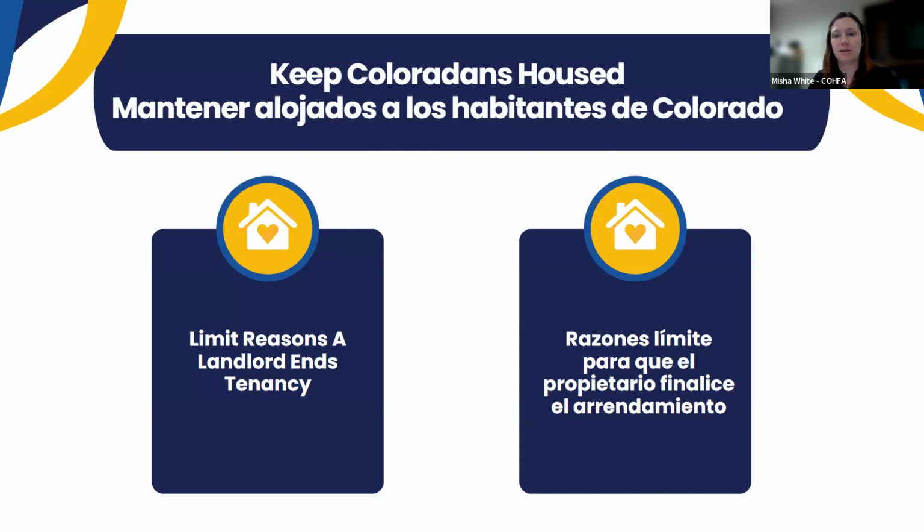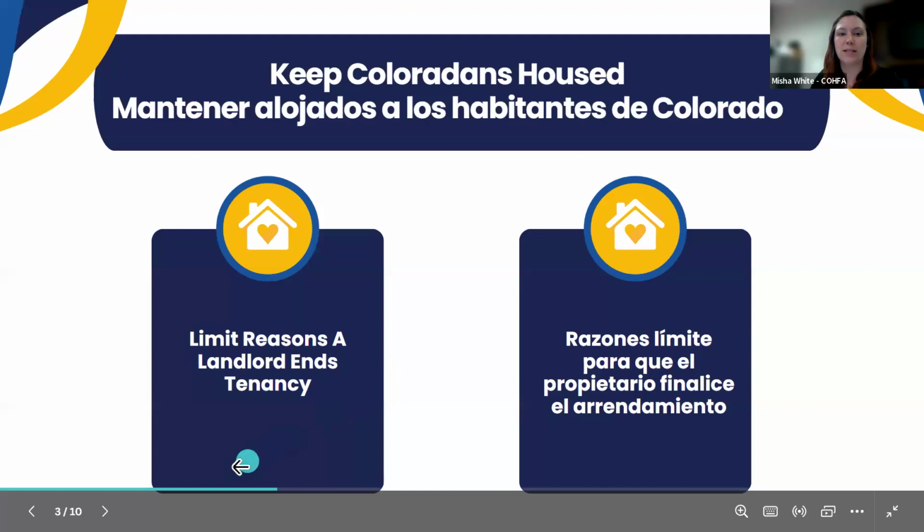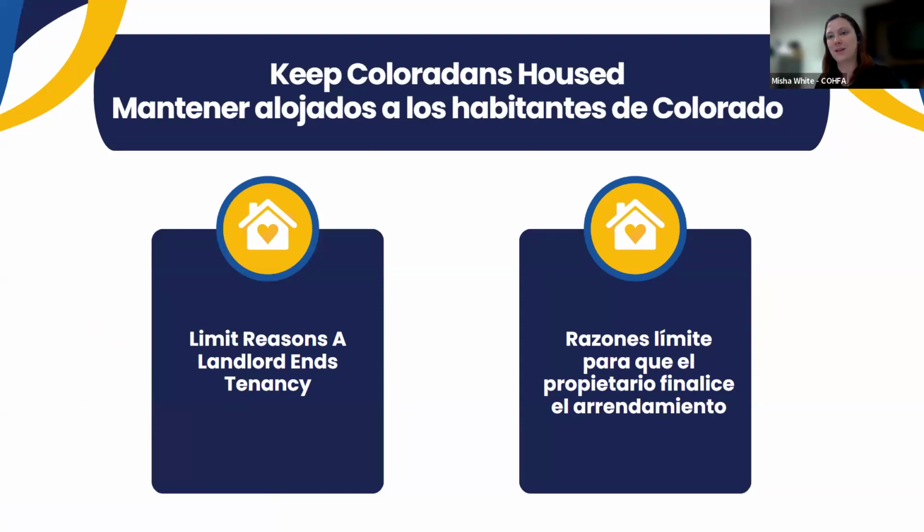We know a lot of times that the reason a landlord is ending a tenancy might be because of discrimination. We hear about racial discrimination. We hear about discrimination or retaliation connected to asking your landlord for things that you need. And so this bill is looking at ways that we can limit landlords ending a tenancy. I'm going to talk about the two different categories covered in this bill: for-cause evictions and no-fault evictions.